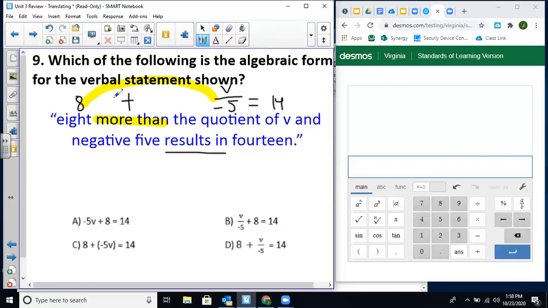Okay, so we're going to flip these two. So we would actually rewrite this as V plus 8 is equal to 14. These are reverse because we have these reverse words, or they flip. Now let's make sure, because this is looking at 8 more than the quotient of V and -5 results in 14. So we're adding that 8 onto the quotient of V and -5. So that's going to give us B. And that's how we use these reverse words. There's more than. So make sure you're looking for those.